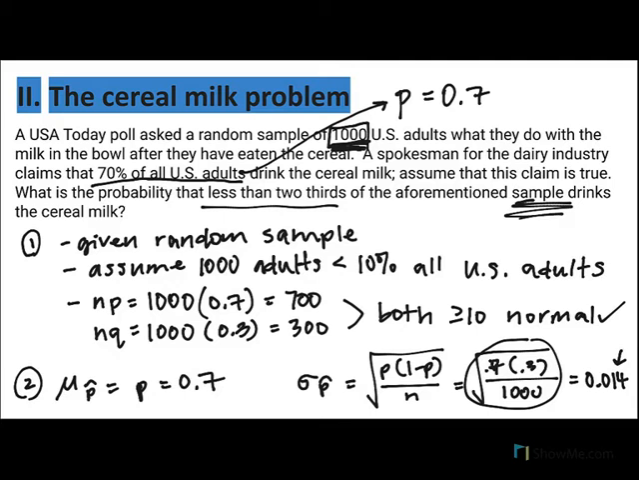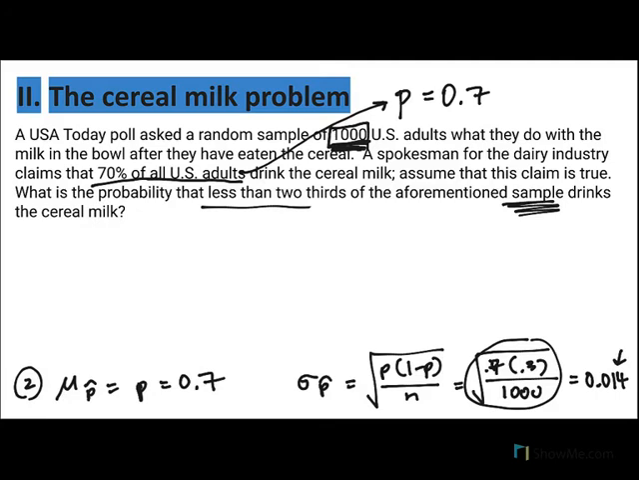So now I'm going to move on to step 3, and I'm going to erase my assumptions and conditions just to give myself a little bit more space here. So hold on while I do that. Alright, so now we are ready to do our third step, which is to calculate that probability using our normal model.